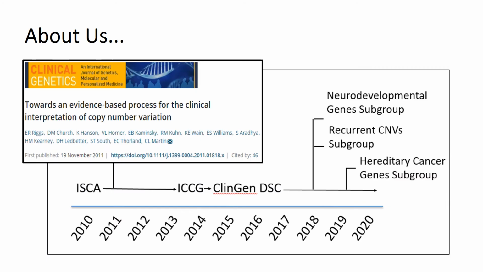The dosage sensitivity curation process started back in 2011 as an effort of the ISCA, or International Standards for Cytogenomic Arrays Consortium. Since then, the group has undergone a number of changes, including to their name. Their curation processes have also evolved. For the past few years, focus subgroups have been working to curate neurodevelopmental genes, recurrent CNVs in other genomic regions, and hereditary cancer genes. You can find more information about these subgroups' work on the Dosage Sensitivity Curation Group's website.